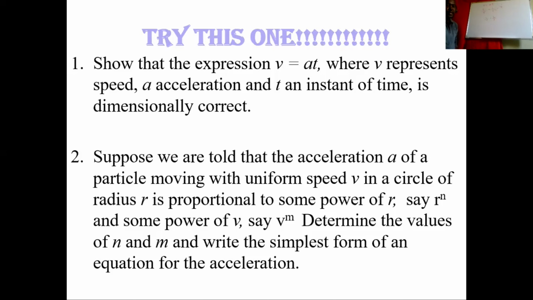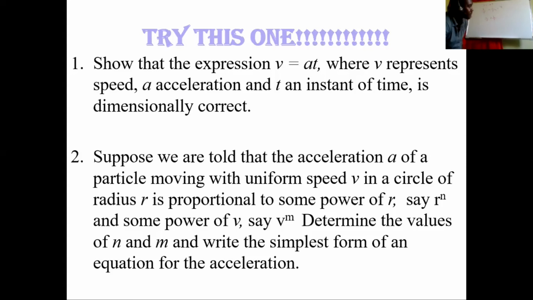Let's look at the next part. Suppose we are told that the acceleration a of a particle moving with a uniform speed v in a circle of radius r is proportional to some power of r, say r to the n power, and some power of v, say v to the m. Determine the values of n and m and write the simplest form of the equation for acceleration.